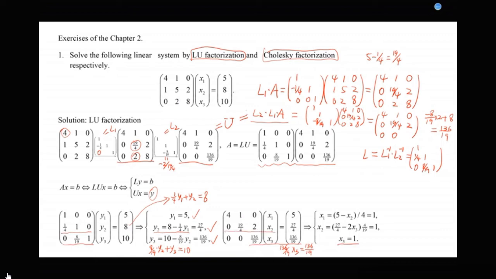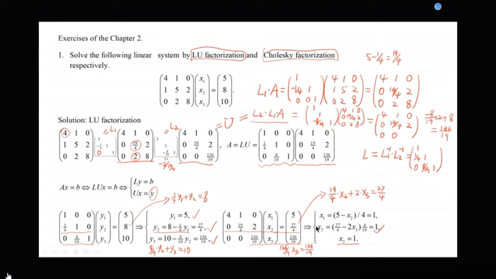The second equation means 0 multiply X1 plus 19 over 4 multiply X2 plus 2 multiply X3 equal to 27 over 4, right? So X2 should be 27 over 4 minus 2 multiply X3, then divided by 19 over 4. That means multiply by 4 over 19. Because X3 is 1, the answer should be 1.